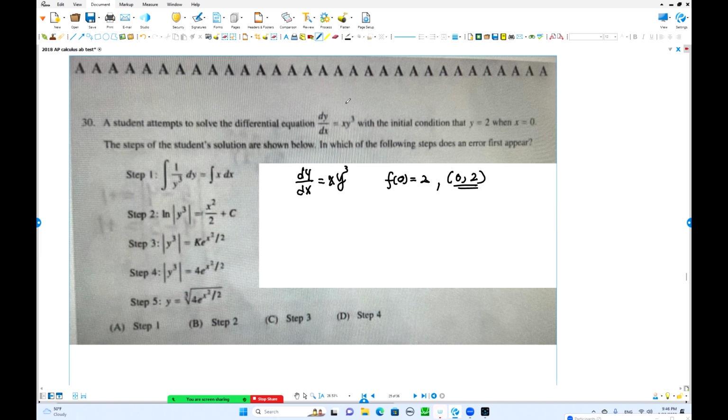Anyway, this one is separable, right? Times dx both sides. dy equals x times y cubed dx. Separate all variables, the left divided by y cubed: 1 over y cubed dy equals x dx. Okay? Step 1, take now the integral, right? That's fine. This is okay.